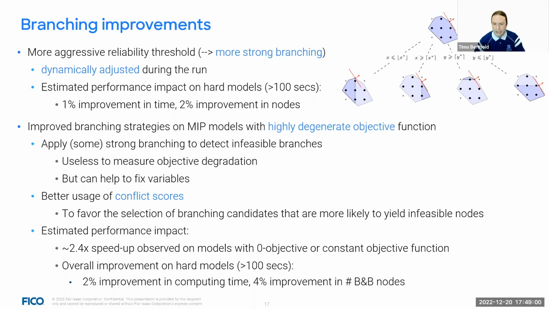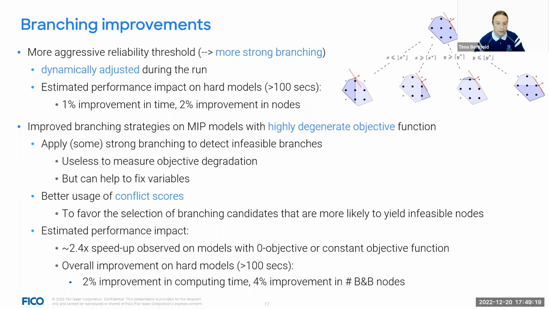If you are one of those sneaky users solving MIPs without an objective, this one might be interesting for you. We would still apply some limited strong branching, and that is curious because it can obviously not help with the branching decision. However, what it can still do is helping to fix variables.